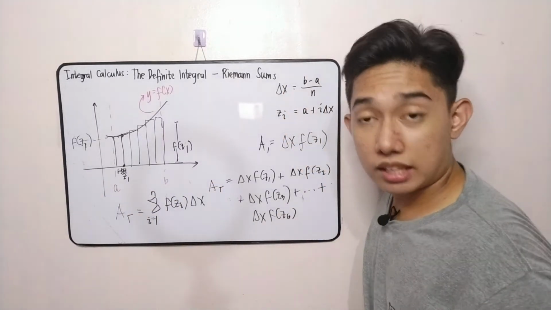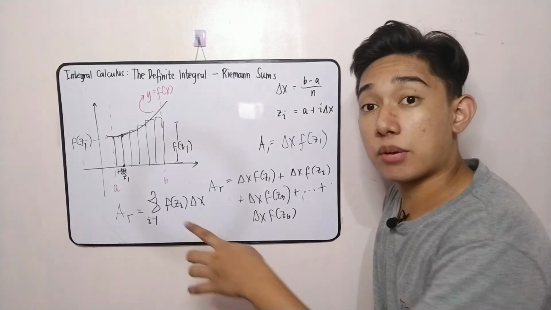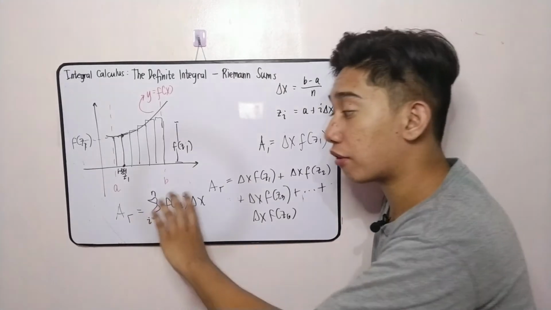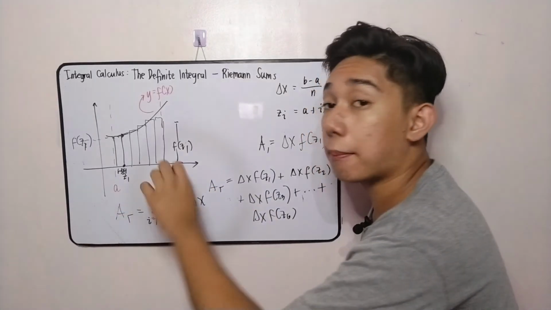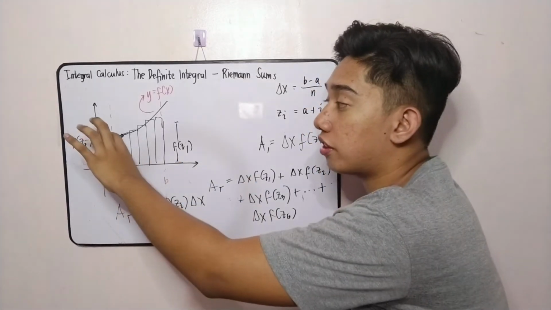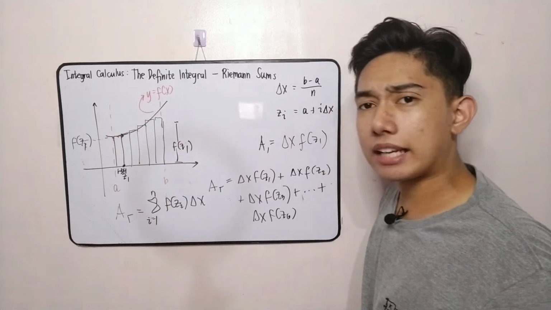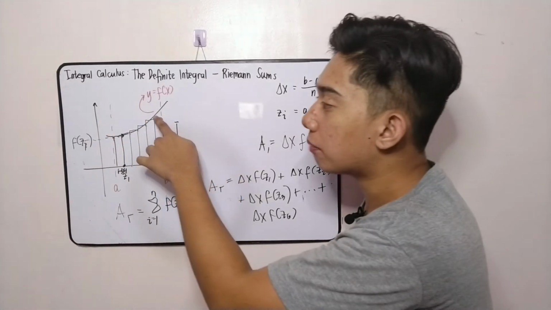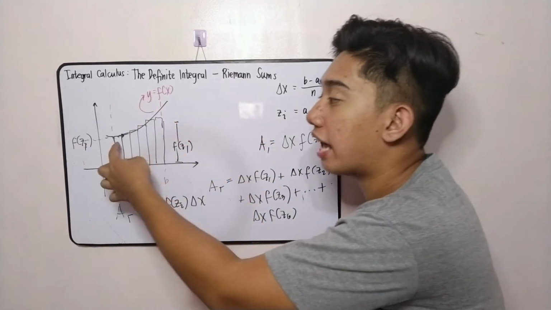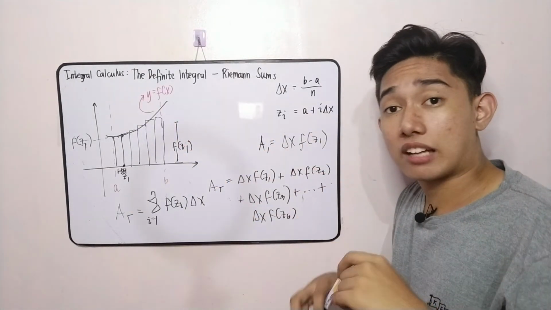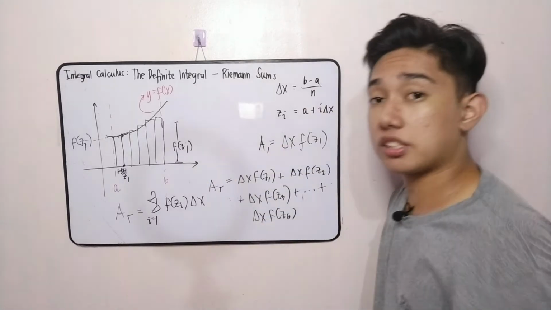And take note, I have a question for you guys. Is this our final answer? Or is this our final area? No. This will refer to our approximation for this region. Bakit approximation lang? It's because meron tayong portions dito na hindi nasali. Meron tayong portions dito sa ating rectangle na parang hindi siya exact. We just estimate this one.